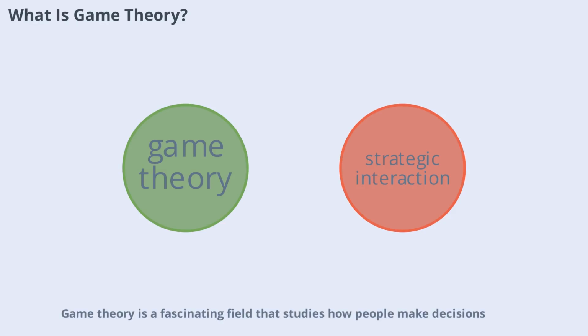Game theory is a fascinating field that studies how people make decisions in situations where the outcome depends not just on their own choices, but also on the choices of others. Imagine a chess match, a business negotiation, or even deciding where to eat with friends. These are all examples of strategic interactions. Game theory provides a framework to analyze these scenarios, helping us predict what rational players might do.